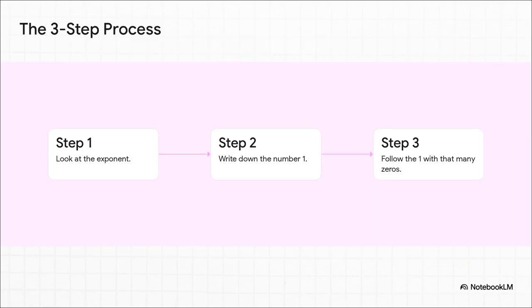So that gives us this super easy 3-step method to go straight from that compact exponential form to the final answer. Step 1, just look at the exponent. Step 2, write down a 1, and step 3, add that many zeros after the 1. That's it. Seriously, that's the whole trick.